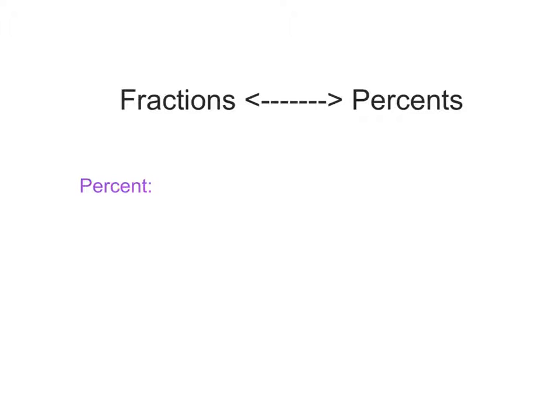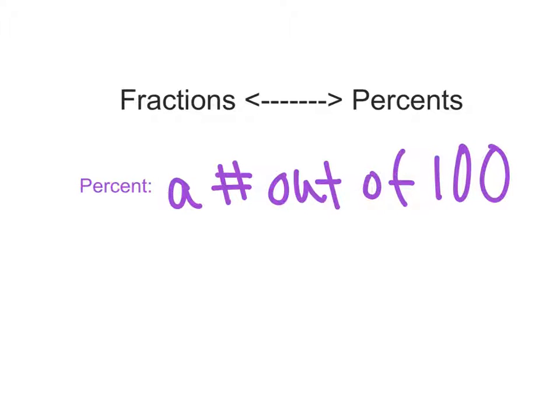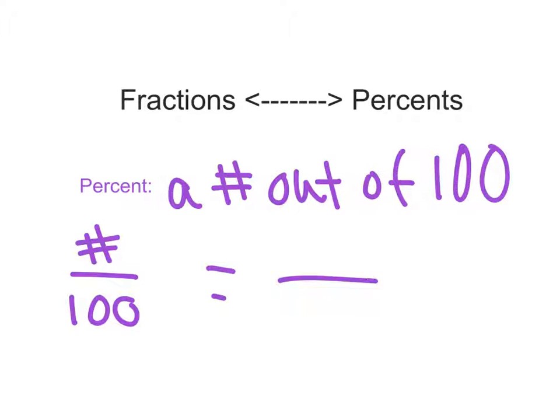In this video, we are going to practice converting fractions to percentages and converting percentages back to fractions. So just a quick review, a percent is a number out of 100. So it looks like as a fraction, it would be the number that we have out of 100. So for example, if we have a test that is worth 100 points and we earned 95 of the points, because we have 95 out of 100, we would have a 95%.